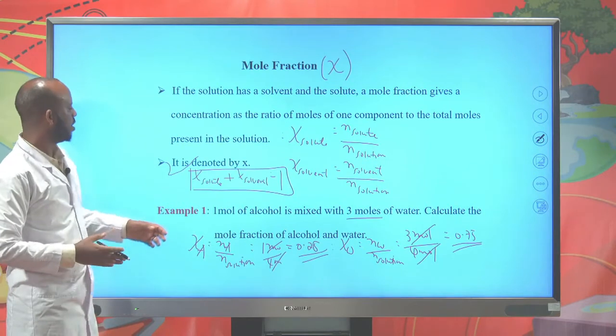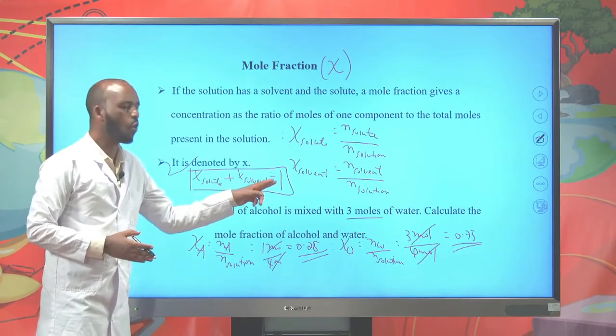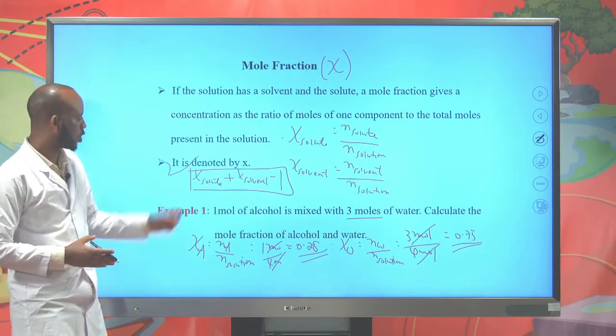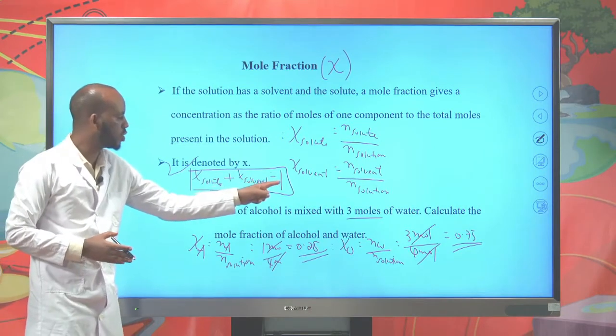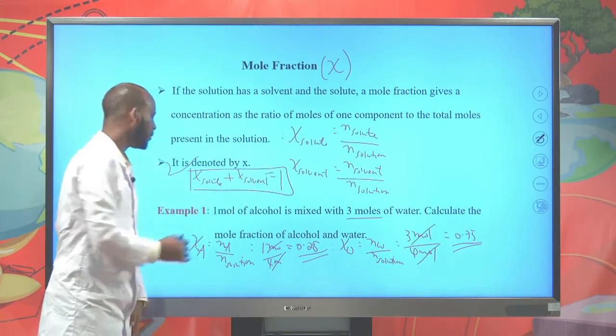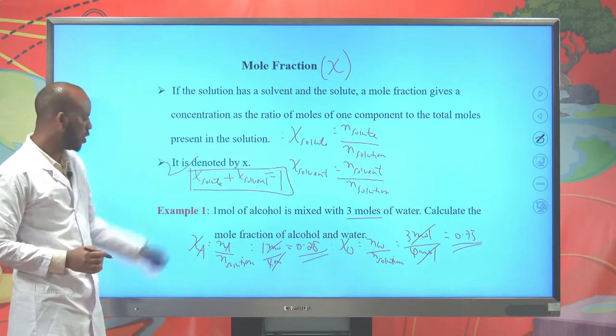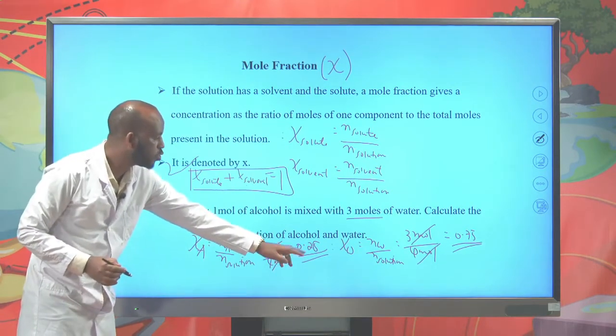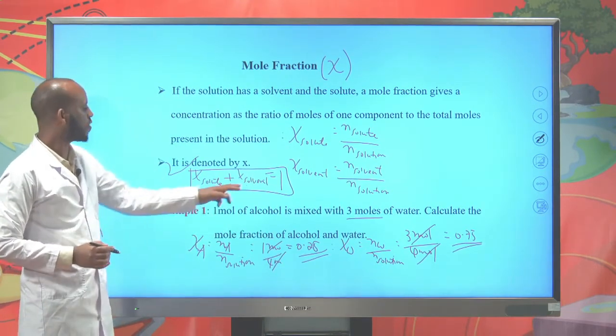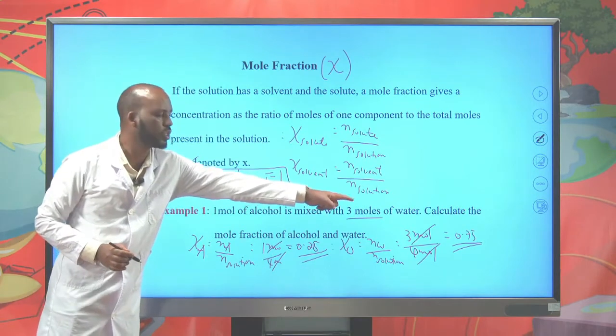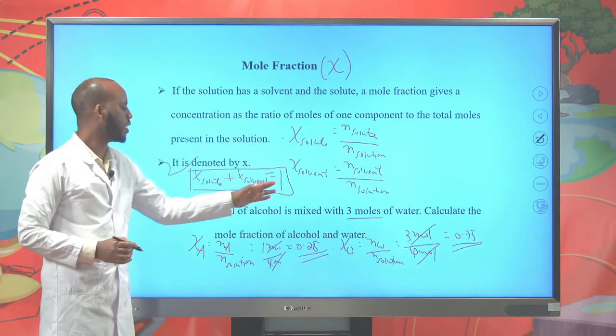You see, mole fractions add up to give 1. Mole fraction of the solute plus mole fraction of the solvent equals 1. Mole fraction of the solute alcohol is 0.25, plus mole fraction of the solvent is 0.75, equals 1.